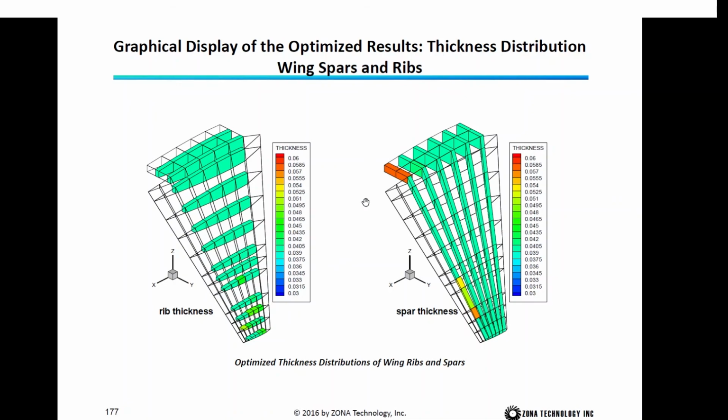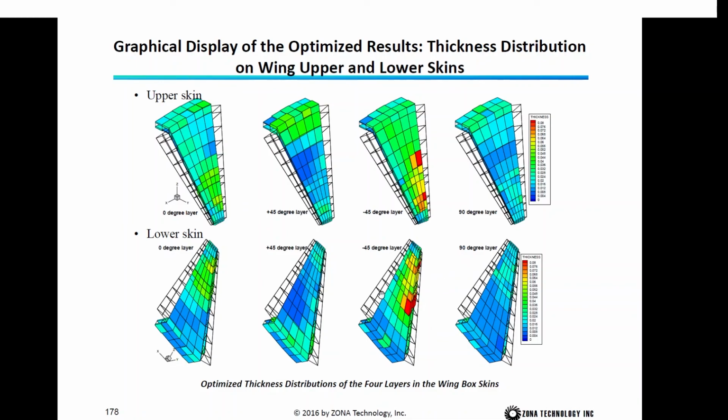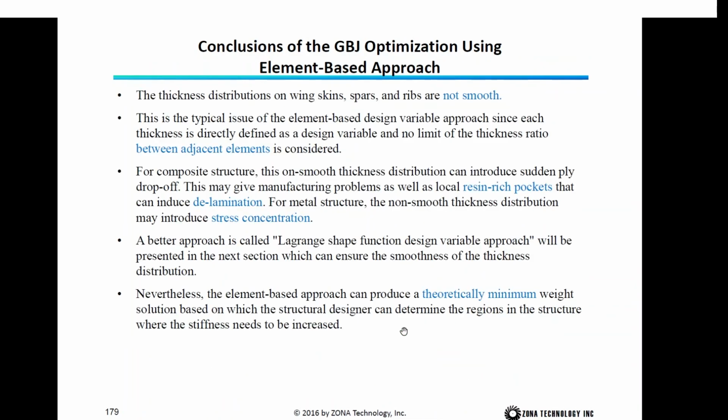And finally, we can display the optimized spar and ribs and the skin. And you can see the skin thickness actually is not smooth. So the thickness distribution on the wing skin, spar, and rib is not smooth. This is a typical issue of the element-based design variable approach, since each thickness is directly defined as a design variable, and no limit on the thickness ratio between adjacent elements is considered. For composite structure, this non-smooth thickness distribution can introduce sudden ply drop-off. This may give manufacturing problems, as well as local resin-rich pockets that can induce delamination. For metal structure, the non-smooth thickness distribution may introduce stress concentration.